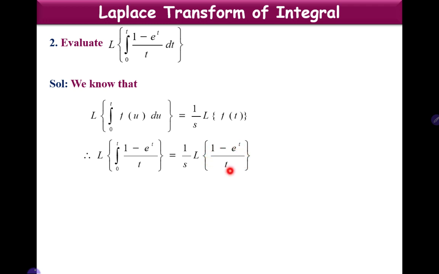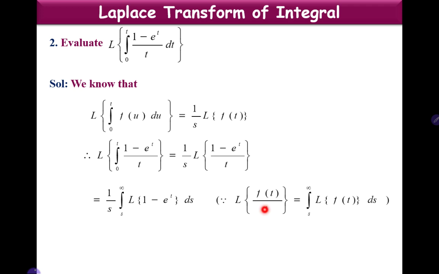the L of f of t by t formula. What is L of f of t by t? It is integral s to infinity L of f of t ds. So, we apply this formula here. F of t is 1 minus e power t. So, this is 1 by s times integral s to infinity L of 1 minus e power t ds.